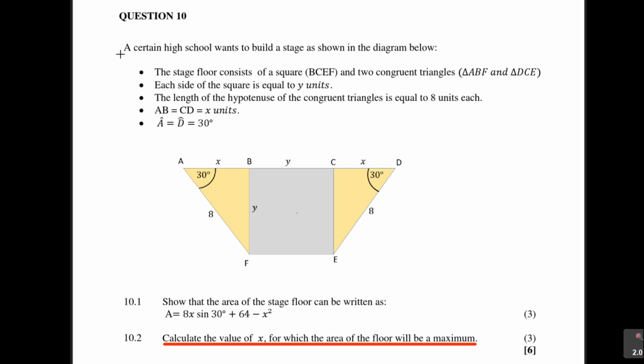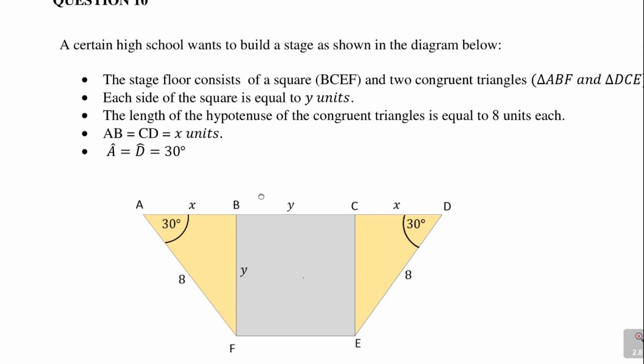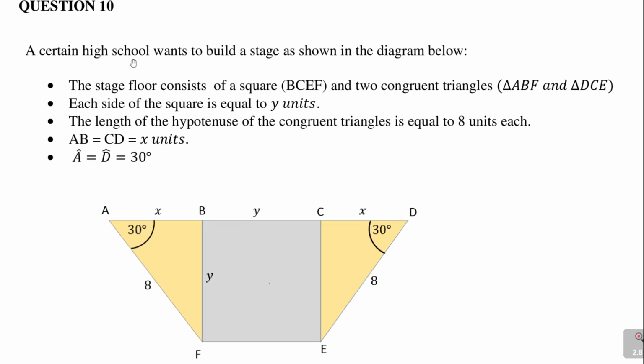Question number 10. Let me make it a little bit bigger. What is it saying? It says here, a certain high school wants to build a stage as shown in the diagram below. So this is more like a stage. And then it says this stage floor consists of a square, which is CEF. You can see the square here. In other words, they're talking about this as the square here. So we got our square there.